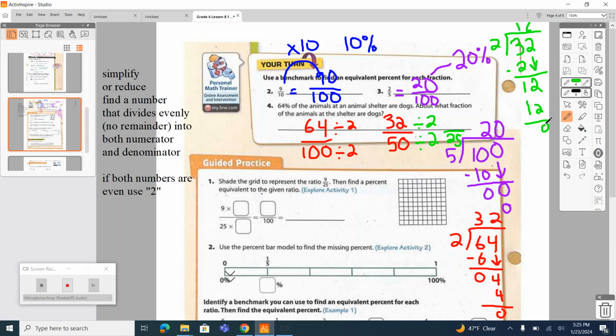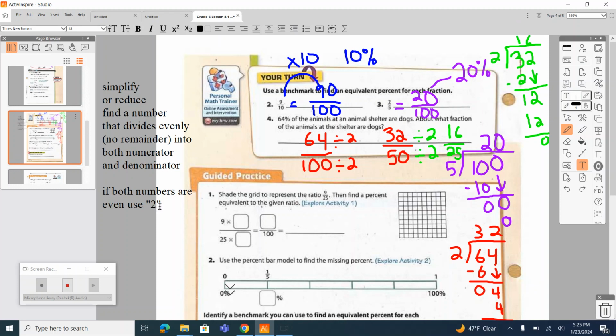So now, can we go simpler? If both numbers are even, use 2. In this case, both numbers are not even. Okay? If both numbers are divisible by 5, and those would end in 0 or 5, I would divide by 5. 25 is divisible by 5. 16, not divisible by 5, so that doesn't work.